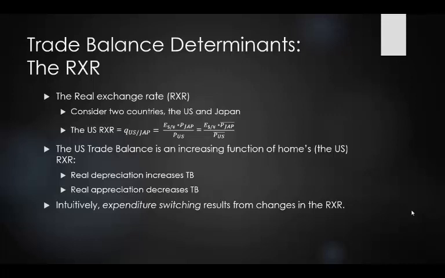If, on the other hand, the dollar-yen exchange rate appreciates, that is, it falls, then there will be a real appreciation as the US basket now becomes more expensive. The result is fewer US goods will be imported by Japan and more Japanese goods will be exported to the US. So the US trade balance would decrease. This phenomenon is known as expenditure switching.